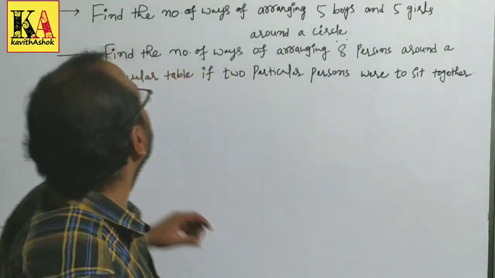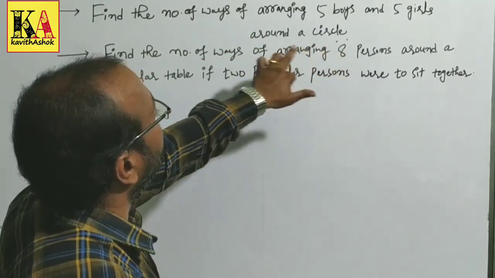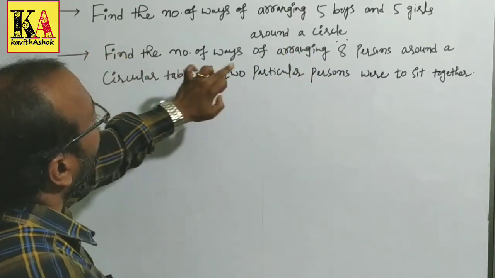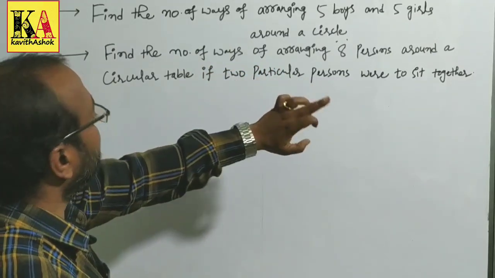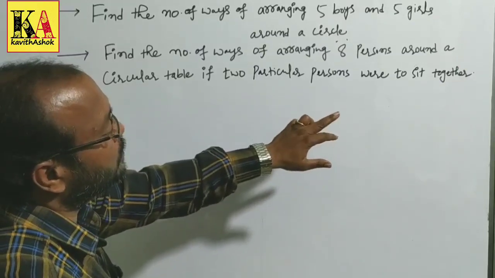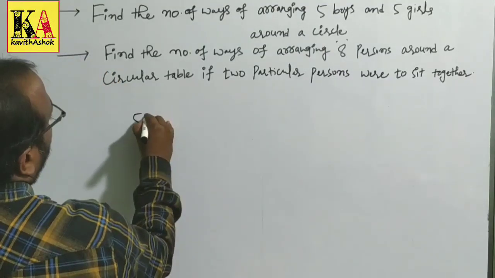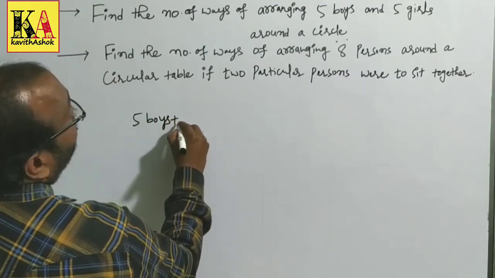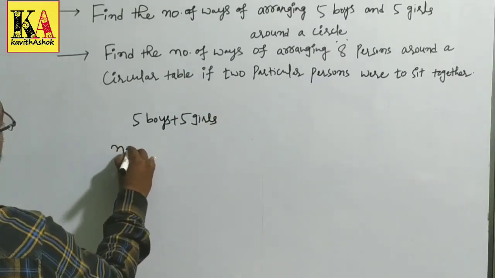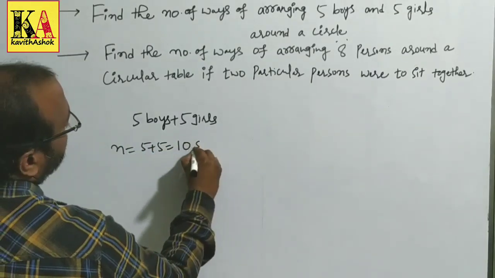Find the number of ways of arranging 5 boys and 5 girls around a circle. That is our first question. Find the number of ways of arranging 8 persons around a circular table if 2 particular persons were to sit together. Total how many members are there? 5 boys plus 5 girls. Total n is equal to 5 plus 5, 10 students.